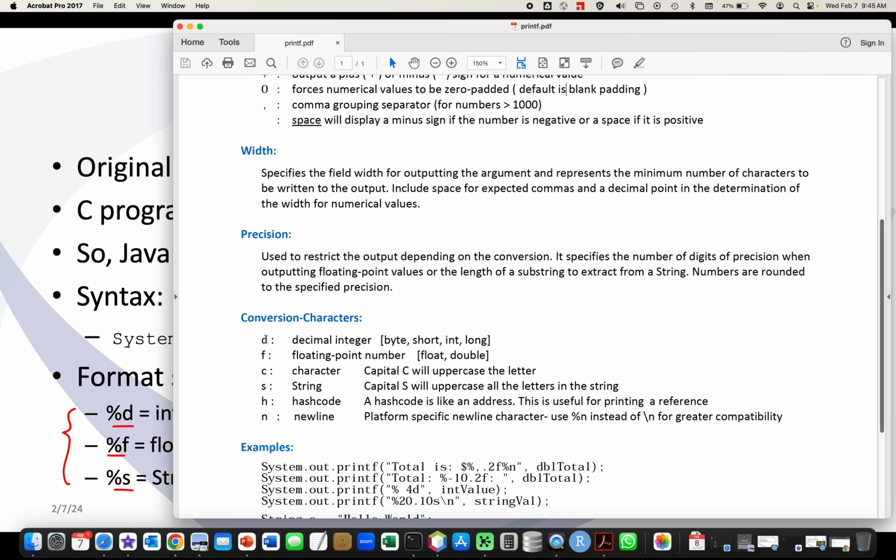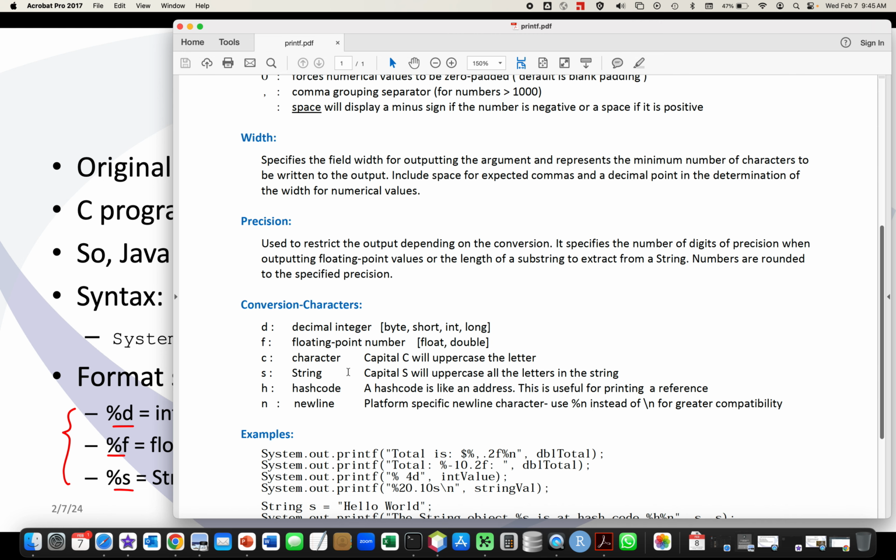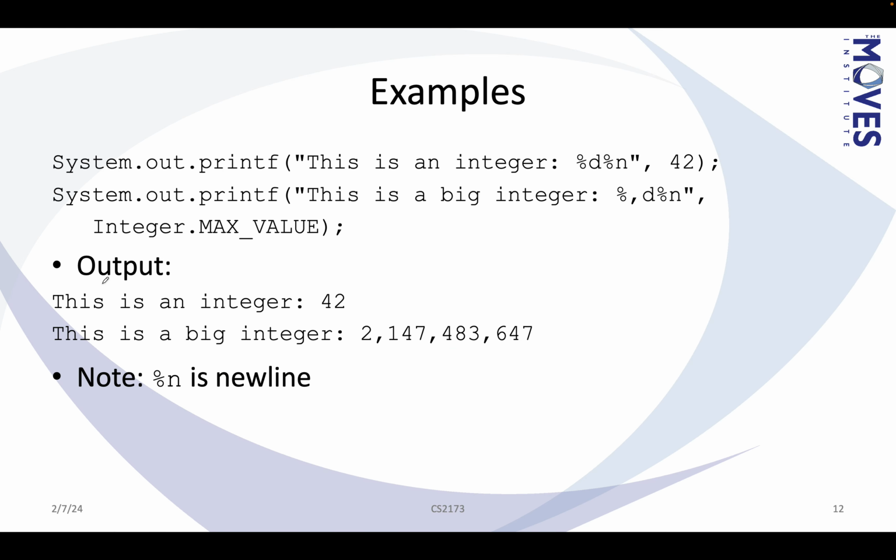Here are the conversions, so we have %d, f, a character, string, hash code, and then the new line. Some examples of this: I say printf, and here's the format string. This is an integer. %d says print an integer. %n says give me a new line. And then here's a big integer.